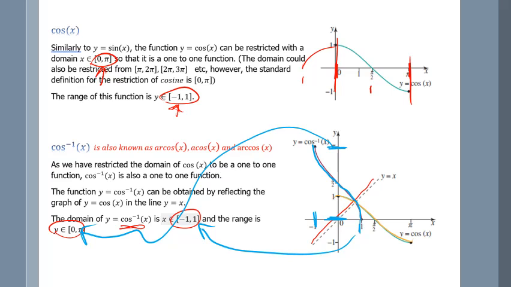Something I forgot to mention in the last slide. If you have cos inverse, that's also known as rcos, acos, or arccos, which sometimes they may do in exams. So sine inverse can also be known as r sine, a sine, or arc sine.